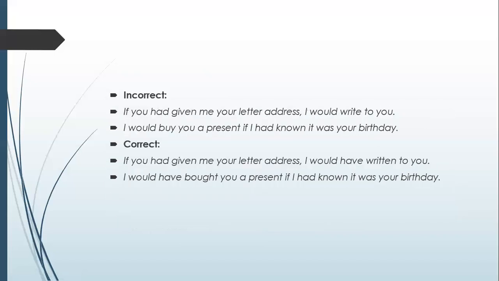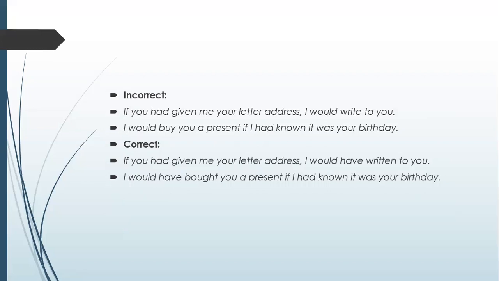Now, if you had given me your letter address, I would write to you. It's incorrect. What is missing over here? Have is missing, because the form of the condition is would have. So if you had given me your letter address, I would have written to you. I would buy you a present if I had known it was your birthday. Again, have is missing. I would have bought you a present if I had known it was your birthday.